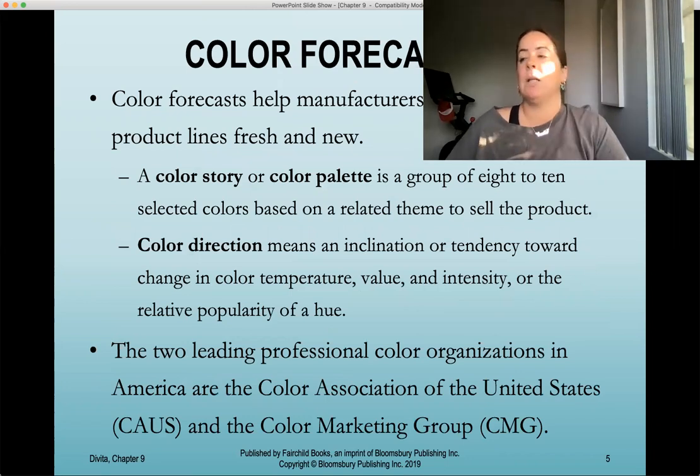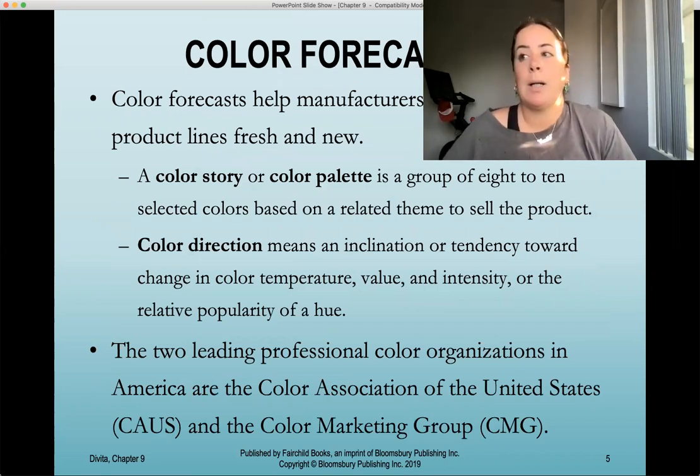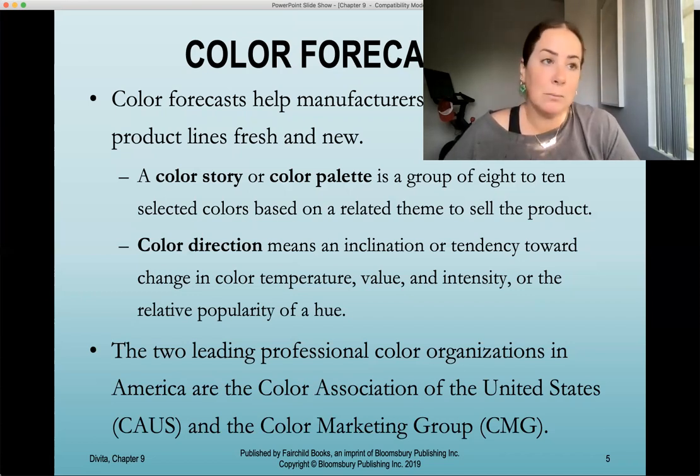Color forecasts help manufacturers and retailers keep product lines fresh and new, modern and exciting. A color story or a color palette is a group of 8 to 10 selected colors based on a related theme or an idea or a story to sell a product. Color direction means an inclination or tendency towards a change in color temperature, value, intensity, or relative popularity of a hue.